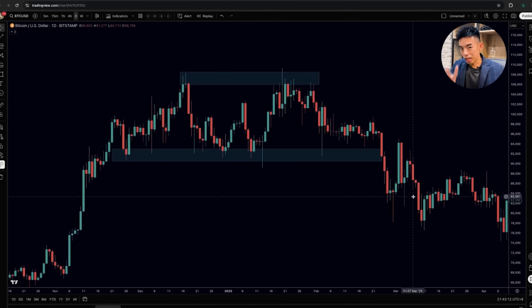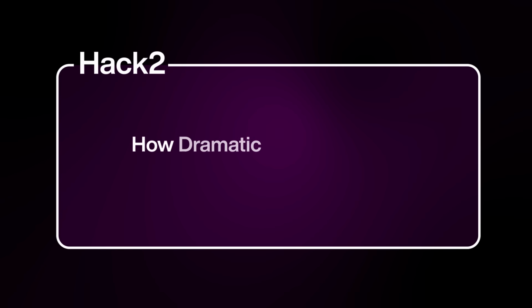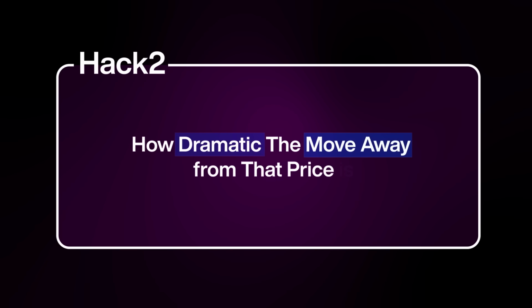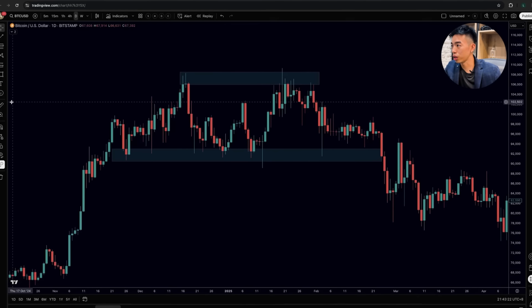The second hack to understand strong support and resistance areas is how dramatic the move away from that price is. Okay, so if we focus on this move right here, this is a very, very dramatic move, right? This right here is also a very, very dramatic move away from that price point. And I'm gonna show you a few more examples using these hacks where you can clearly identify strong support and resistance areas.